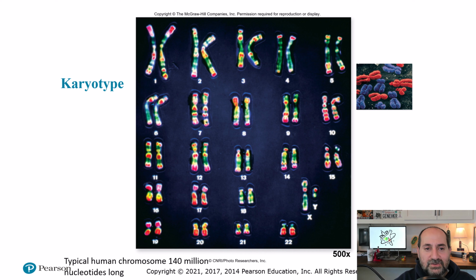So again, let me ask you, do you think these two chromosome 1s are identical? No, they are not identical, okay? So let me ask you this. Why do you think they are both called chromosome 1?